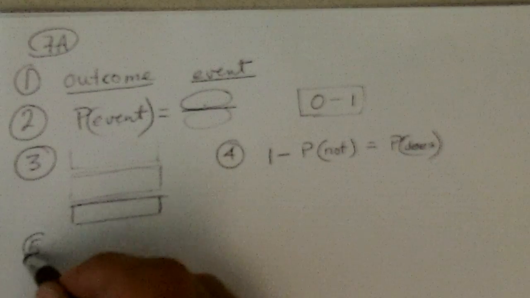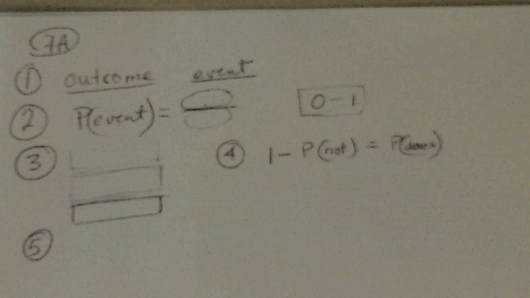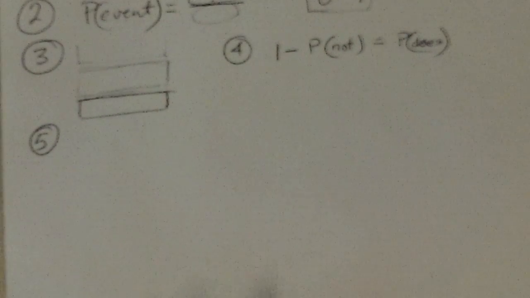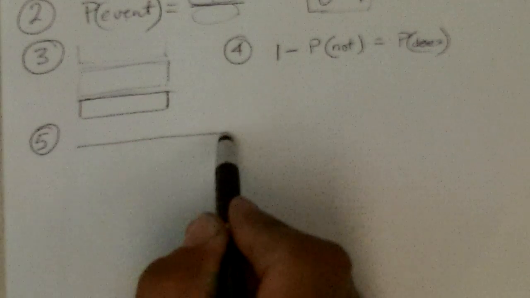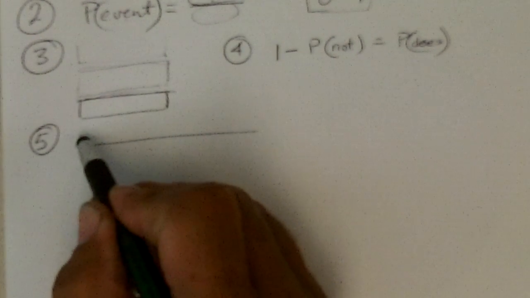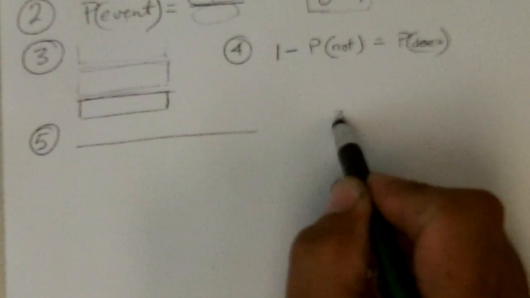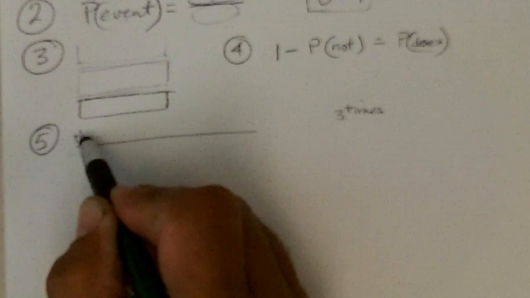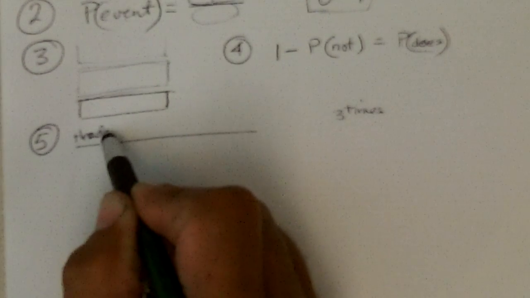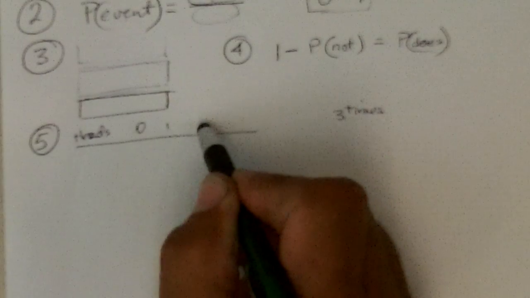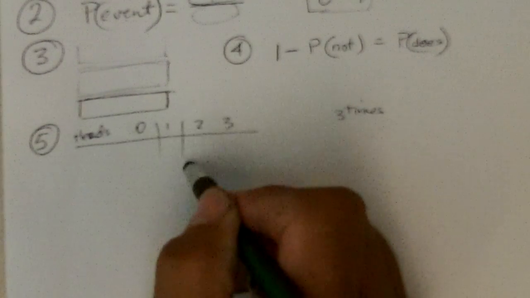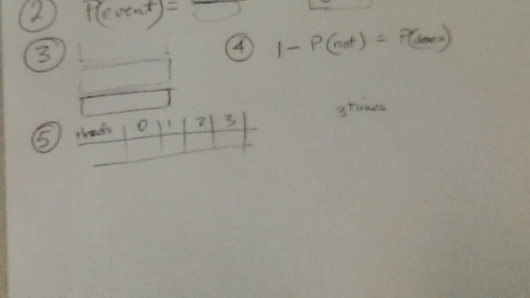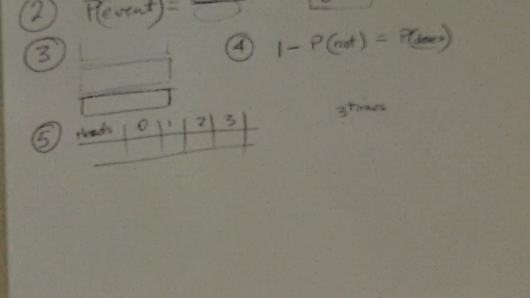Number 5. What is a probability distribution? That's when you figure out the probability of all the possibilities. For instance, if I flip a coin 3 times, then I could get heads either 0 times or 1 or 2 or 3 times, and I figure out each of these probabilities, and that would be the distribution of the probabilities of getting heads.